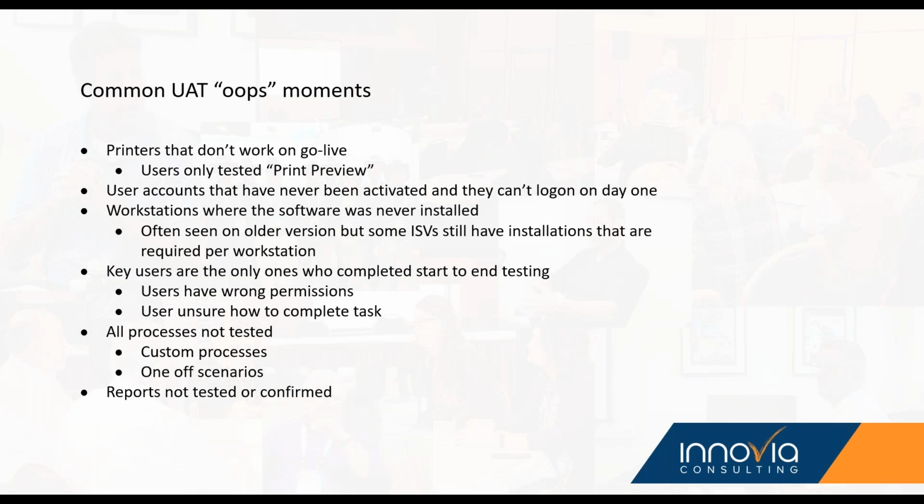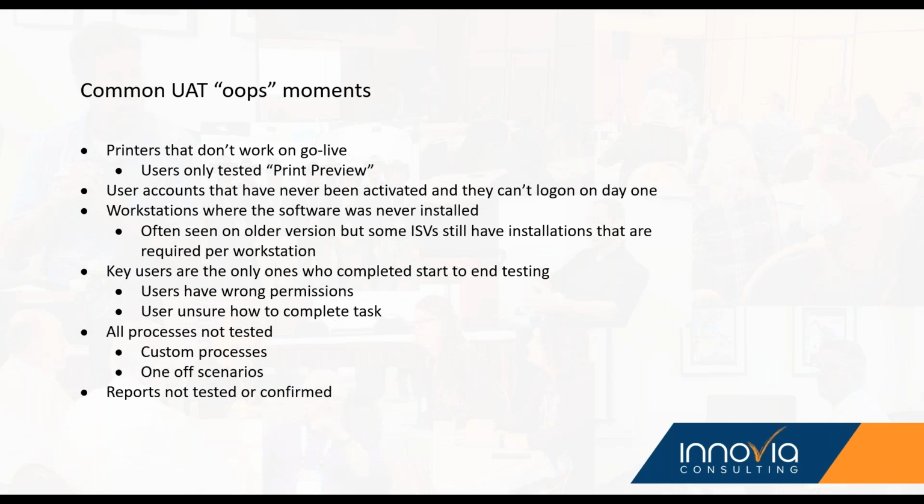Workstations where software is not installed. This was often more of an issue with on-prem versions, but even with SaaS versions, there are ISVs that have workstation dependencies, things like print queues or some of the shipping solutions. You have to have a specific module installed and configured for your particular workstation to work correctly. And again, nothing worse than walking in and you have 8 shippers and only 3 of them can ship first thing Monday morning.